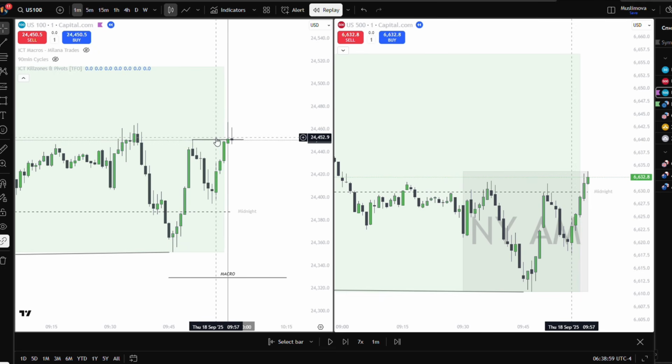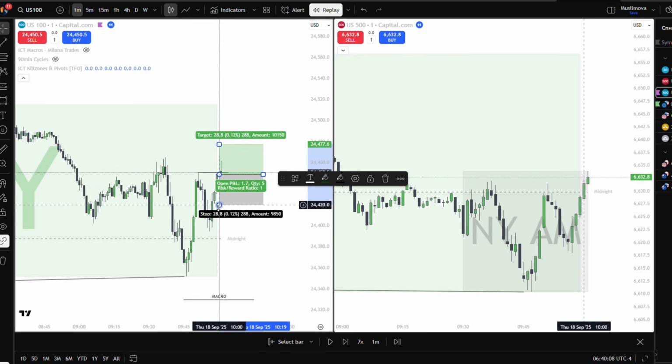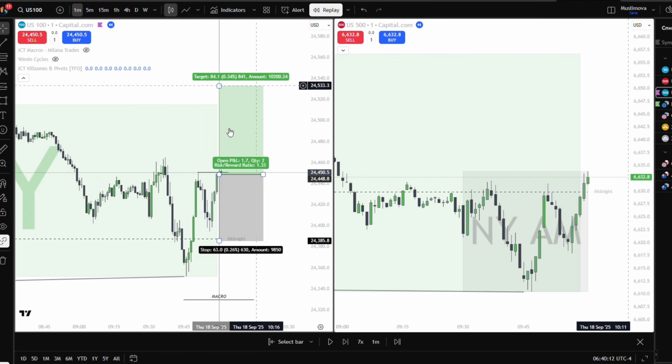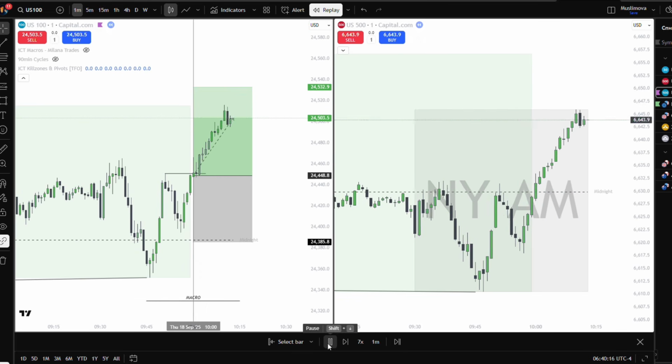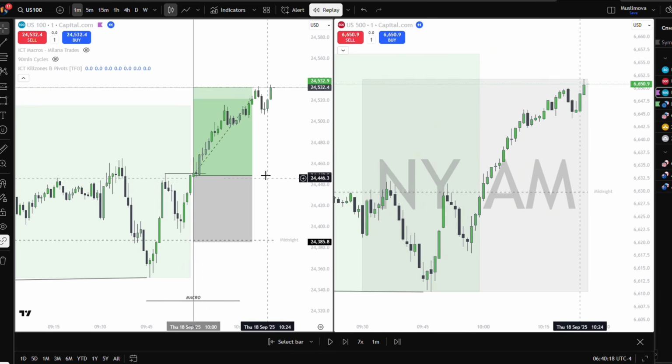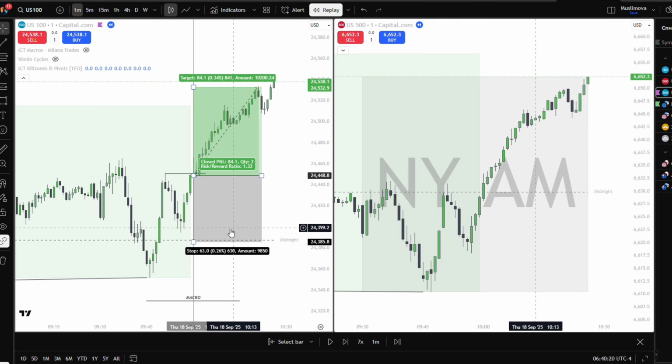Okay, following the macro, a clear market structure shift formed. This provided the confirmation to enter a long position. And the trade reached its profit target.